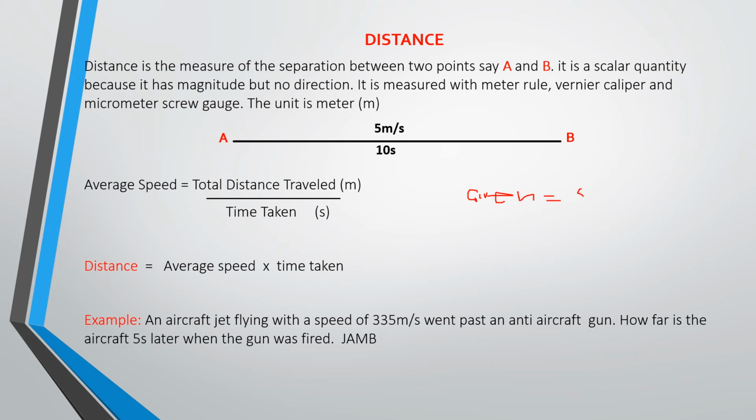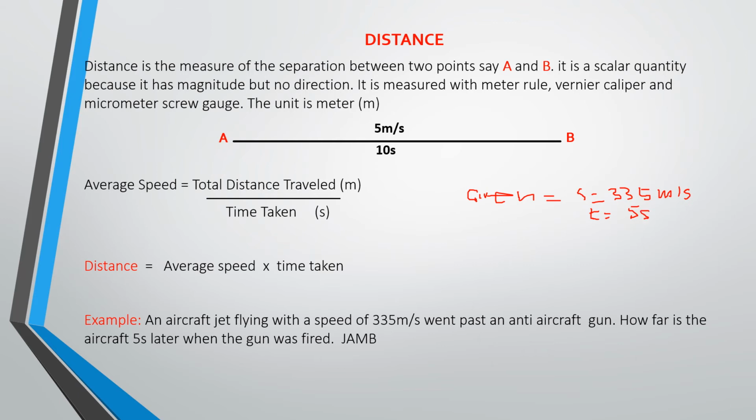So in this particular question, you are given speed to be equals to 335 meters per second, and then the time for the journey is 5 seconds.